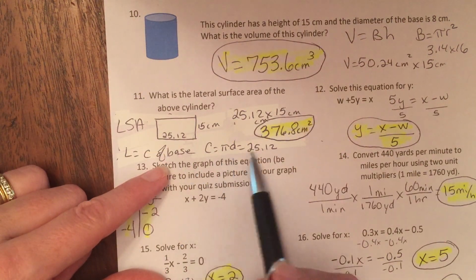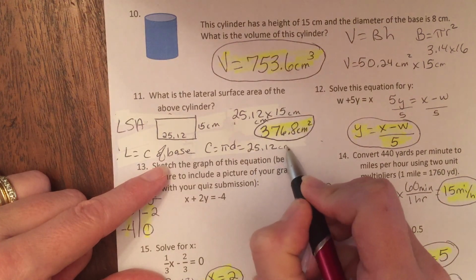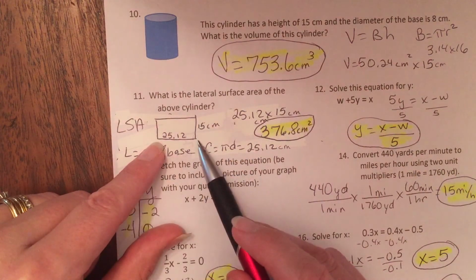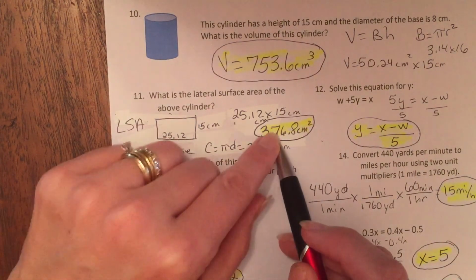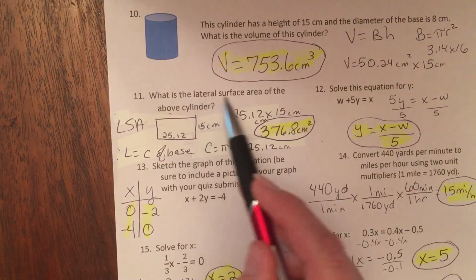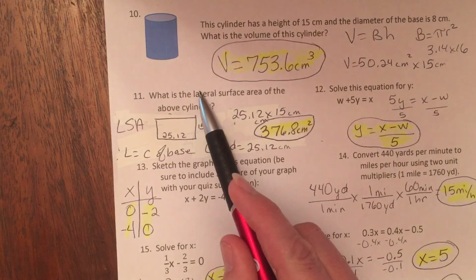So pi times diameter gives me 25.12 centimeters. So length times, or base times height now, 376.8 centimeters squared for the lateral surface area. They don't ask for the total surface area, so we don't have to include the bases.